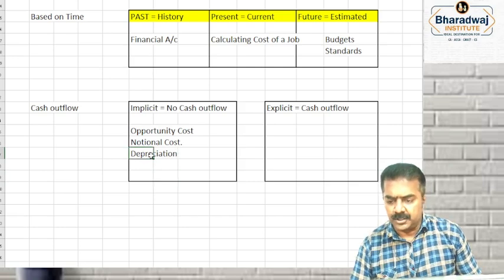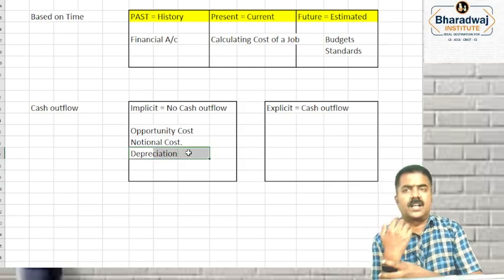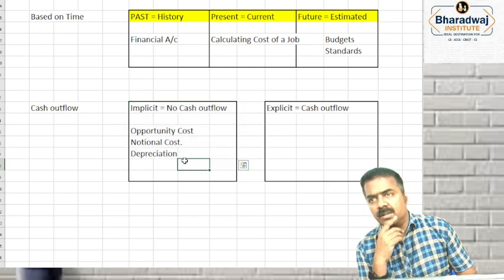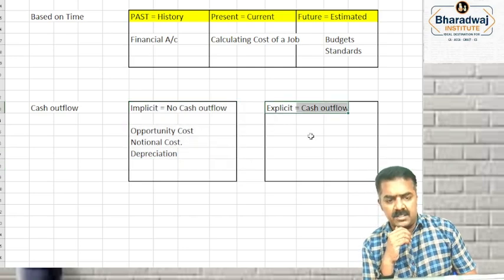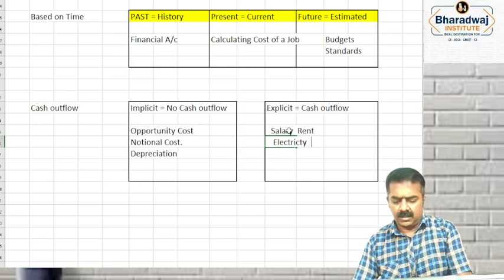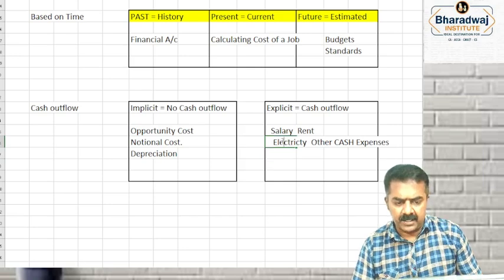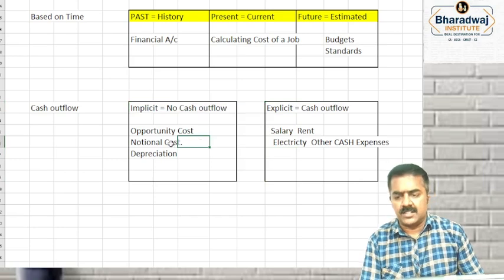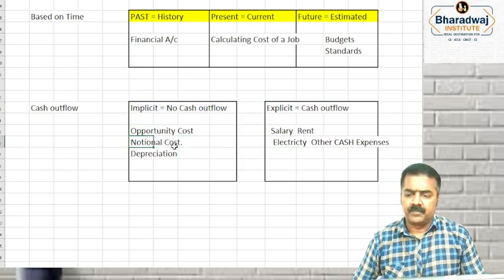Okay, depreciation also, for usage of an asset, there will be some depreciation. There is no cash outflow. All these things are called which one? Implicit cost. What is explicit cost? There will be cash outflow. It can be salary, rent, electricity, or other cash expenses where you must spend cash. That is called explicit cost. Implicit cost means there will be no cash outflow.